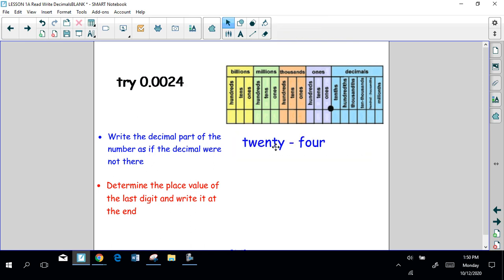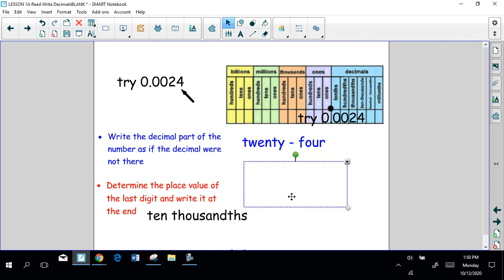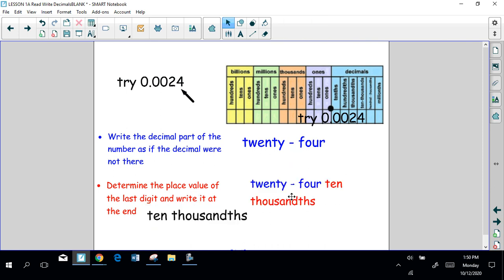Now we're going to try 0.0024. 24 in words is 24. What place is the 4 in? It went 4 places past the decimal. Line up the decimal and the number with the chart. And 4 is in the 10,000ths place. So you tack it on to the end of 24, and this number is read 24 10,000ths.